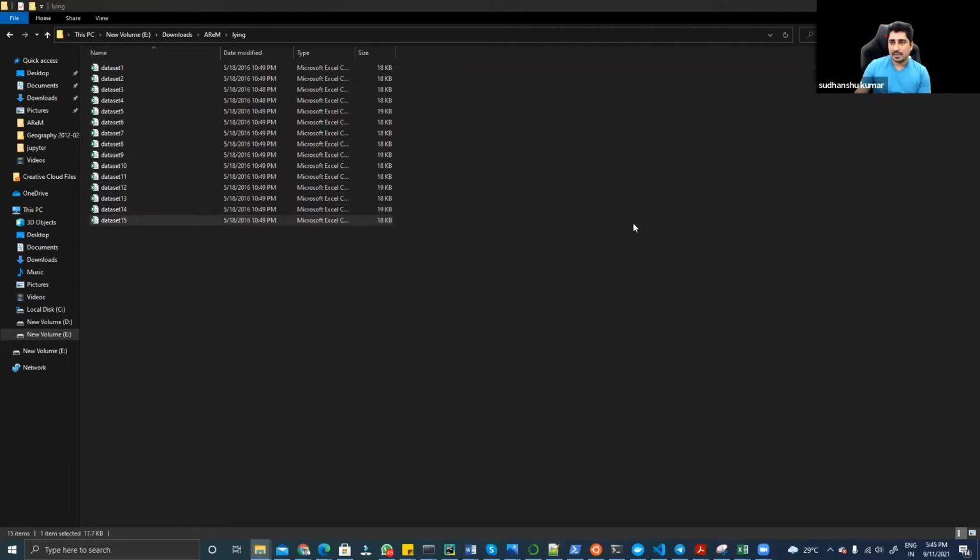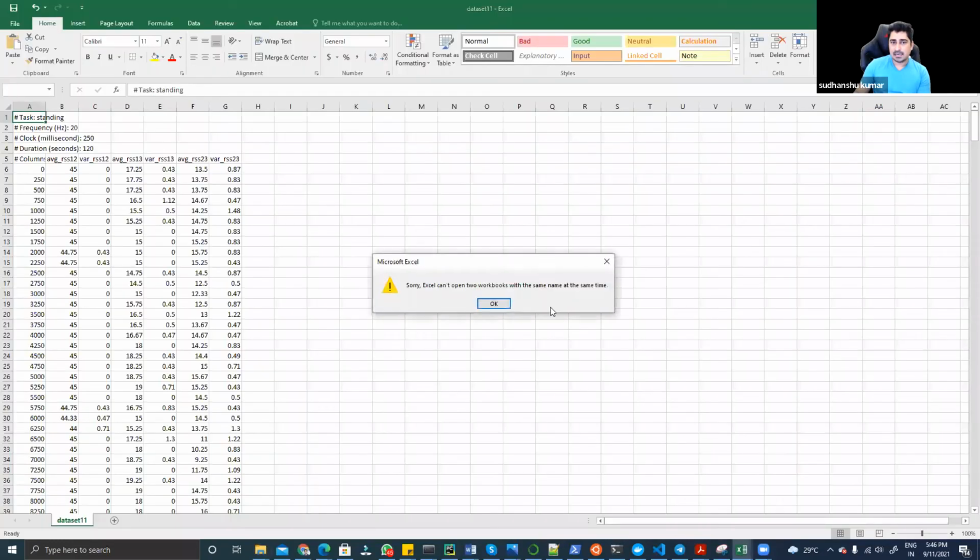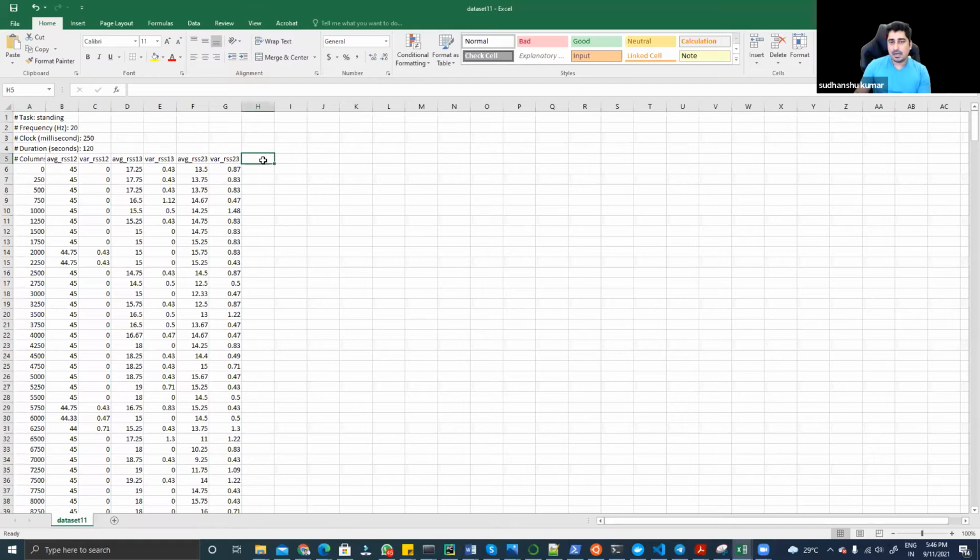So my class will be actually lying. Here inside this data set, classes are not given. Here you have to create a column called label. Let's suppose I'm importing this data set from the lying folder. This is going to be your complete label. So you have to create the labels manually based on the folder from which you are taking this data.